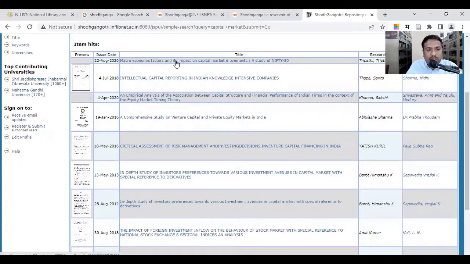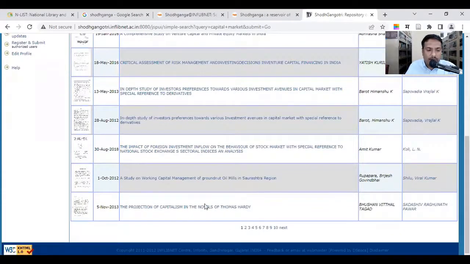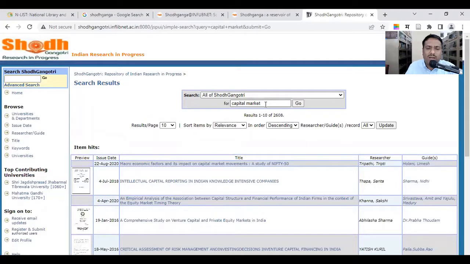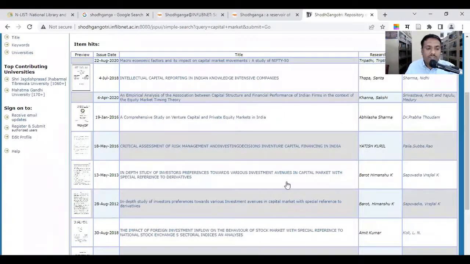The macroeconomic factors and their impact on capital market movement; intellectual capital reporting in Indian knowledge-intensive industries; an empirical analysis of association between capital structure and financial performance of Indian firms in the context of the equity market. Is it visible to you? My screen is visible. Yes, sir. All these topics have come on the basis of capital market. I just put one keyword, capital market, and on the basis of that topic you may see this many synopses.